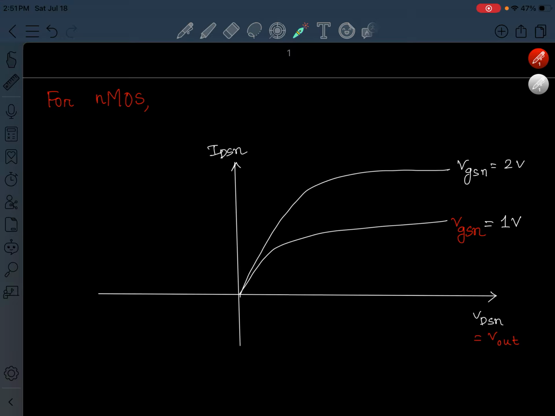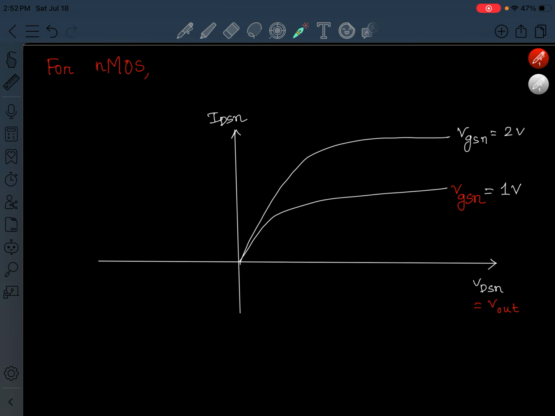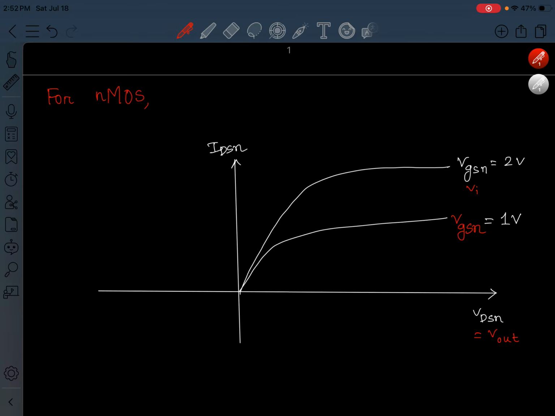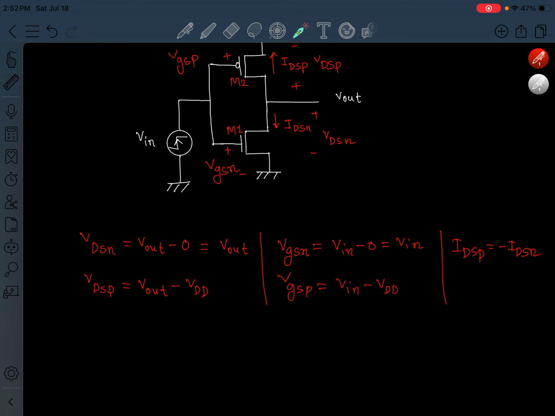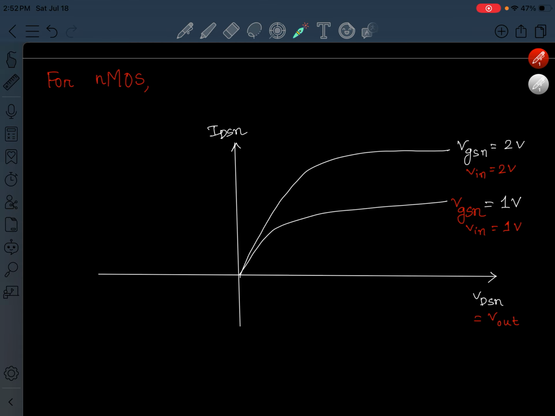Now we'll change this parameter. What is VGSN? We derived already. VGSN is equal to V in, so we can write V in instead of VGSN, because they are equal. This is for NMOS, and we can change this VDSN also. The drain source voltage of NMOS is V out, we derived already, so we can write V out instead of VDSN. Now we'll draw this curve for PMOS also.